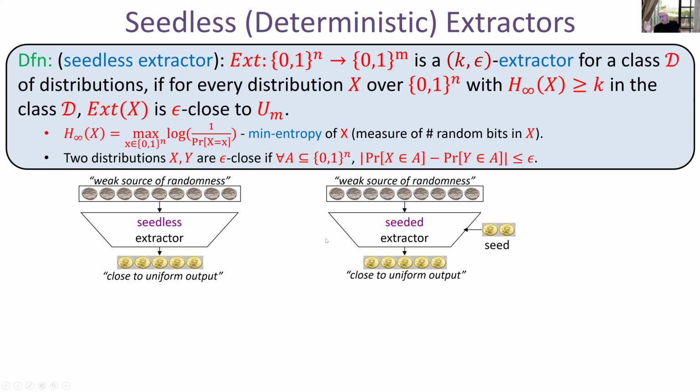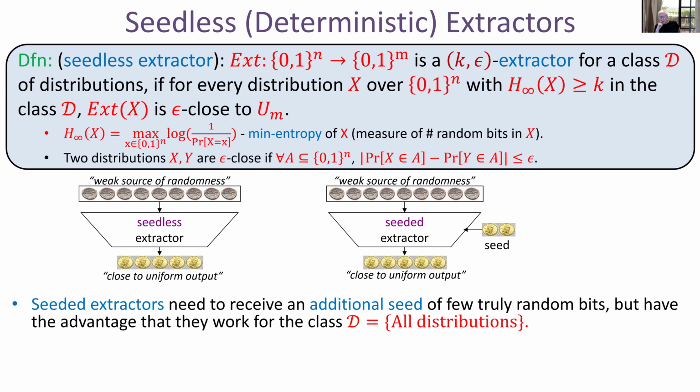And people who know about these things may be familiar with seeded extractors. A seeded extractor is a similar object, but here we allow the extractor to get an independent seed of truly random bits in order to extract randomness. And the advantage of seeded extractors is that once we allow this additional seed, then we don't need to bother with the specific class of allowable weak random sources, because seeded extractors are able to extract randomness from the class of all distributions, or all sufficiently high min entropy distributions.